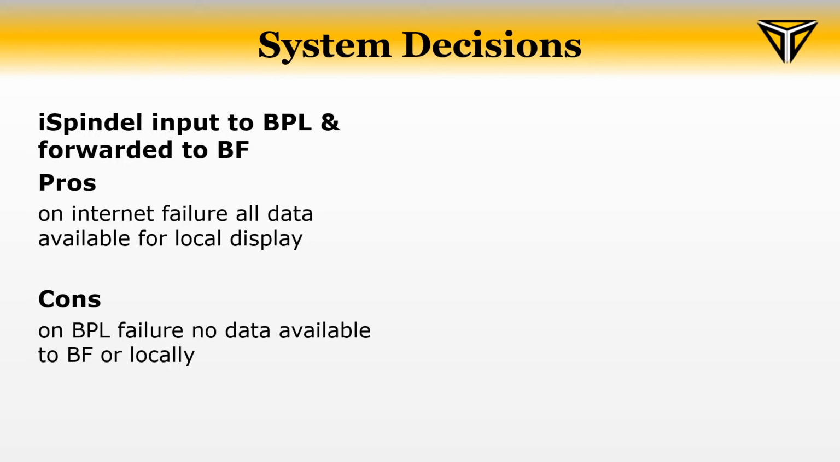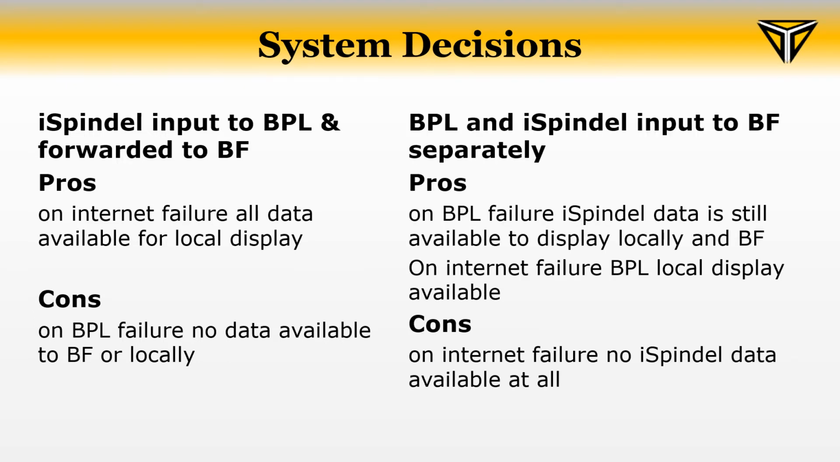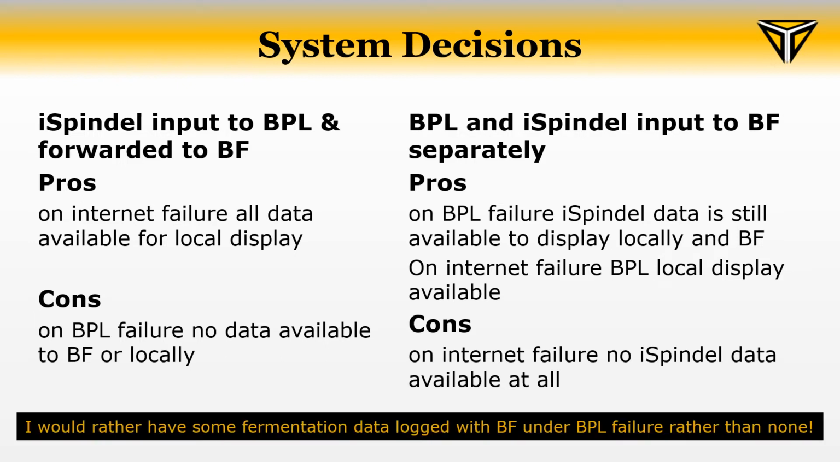My choices for the system configuration were very much driven by the types of failures that I've experienced over 4 years of using BrewPiLess and 3 years of iSpindel. I defined internet failures as when the connection to the internet fails, but the local Wi-Fi network is still available. Ultimately, I've done this on the basis that I like the diversity of having 2 separate streams of data, with some fermentation data logged with Brewfather under BrewPiLess connectivity failure rather than none.